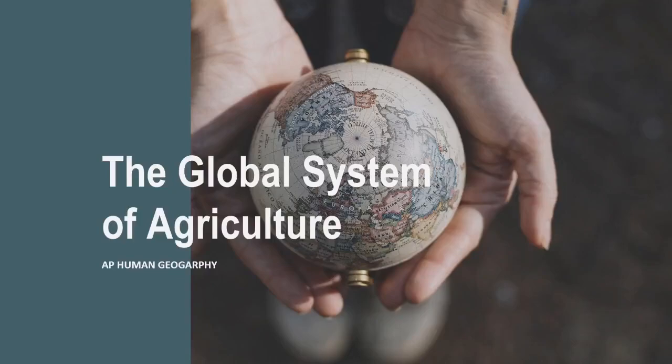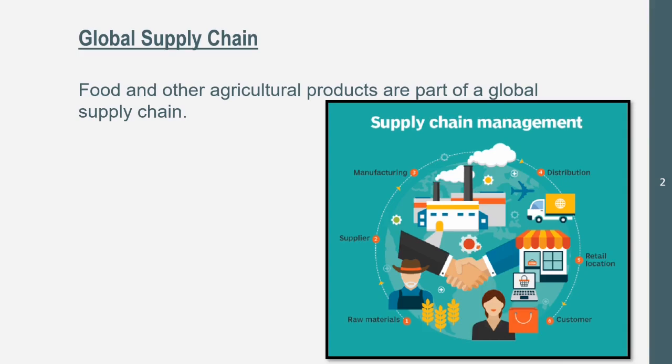The global system of agriculture. So we're going to get into commodity change, and how agriculture affects the world and the business and stuff like that. So there is a global supply chain that food and agricultural products are a part of. As we can see here on our supply chain management picture, we have our raw materials that go to the supplier, then the manufacturer, to the distributor, and then the retail location, and then, of course, the customer. And it's a chain because it all connects to each other.